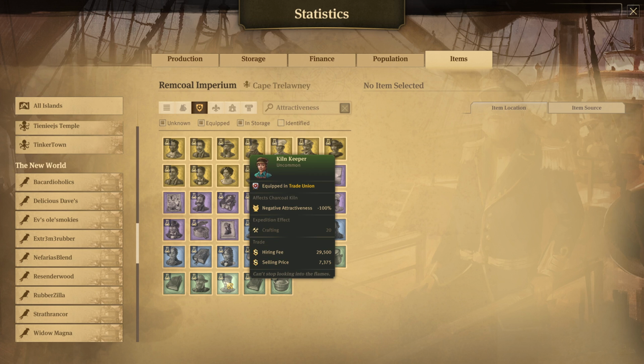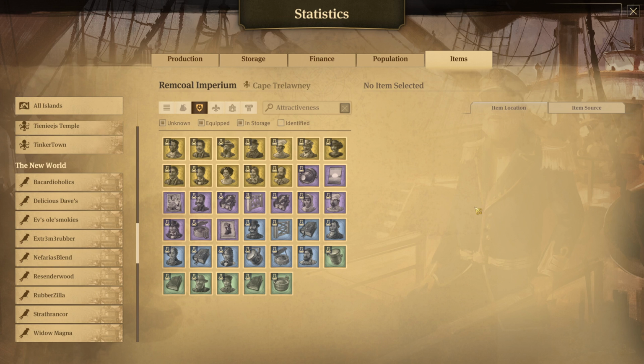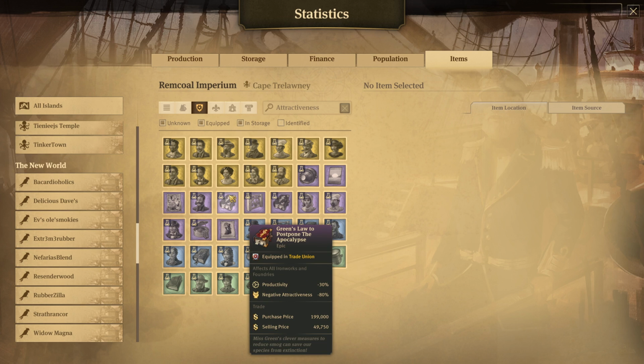Now there is one for the industrial side of things, which is the charcoal kilns. If you're using those, you can use the kiln keeper as well. She will actually get rid of the negative effect from the actual charcoal kilns. Now this isn't going to get rid of the pollution, but it will get rid of the negative attractiveness. And this is going to be exactly the same for any of the heavy industries from pollution. You can utilize items to actually get rid of some of the negativeness on the attractiveness, and you can get it down to being 0 on the attractiveness.